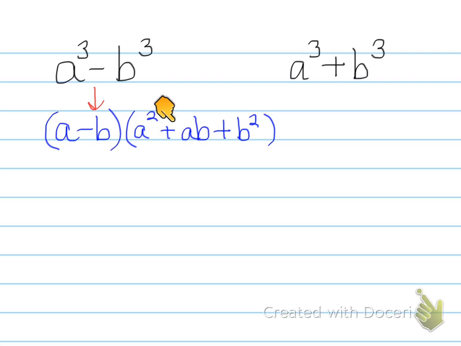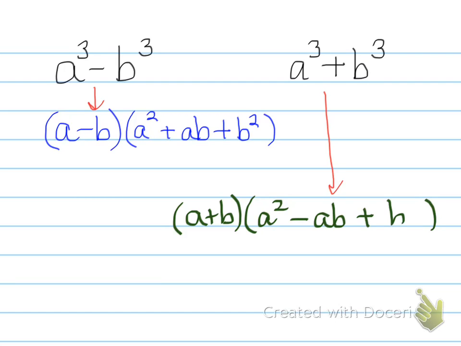Let's look at it when there's a plus in the middle. So a sum of cubes. You're going to have the following. Just like this one was a cubed minus b cubed, this one is a cubed plus b cubed. So a plus b times a squared minus ab plus b squared. So that's what you're going to end up with.